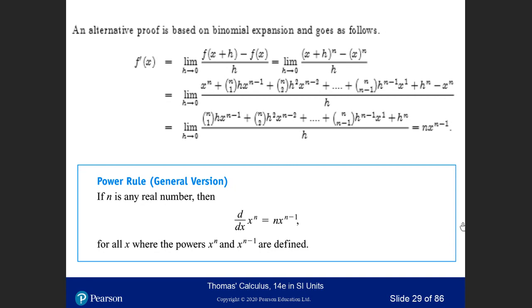Now, the general version of this power rule: if n is any real number, then we have the same thing. But we did not prove it yet. We are going to prove it, but we did not prove it yet. Okay, let's continue.